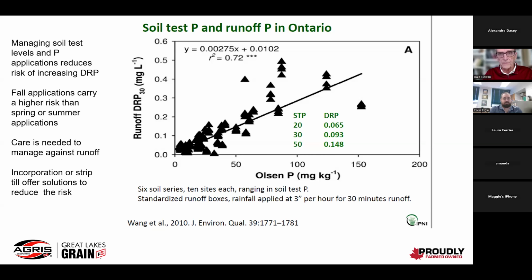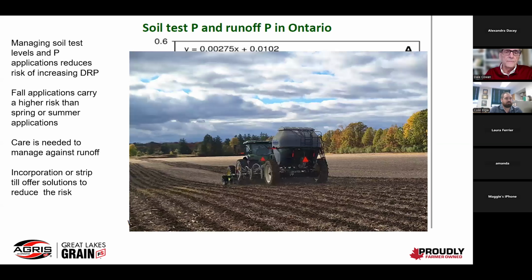The goal is to keep it as minimal as possible. So as you increase your soil test, there's really no reason to have your phosphorus soil test above 50 parts per million for most of the broadacre row crops that we grow. So if you're in that 20 to 25 ppm range, you're going to have some relatively low dissolved reactive P, and therefore your risk starts to go down on any runoff leaving the edge of your field.